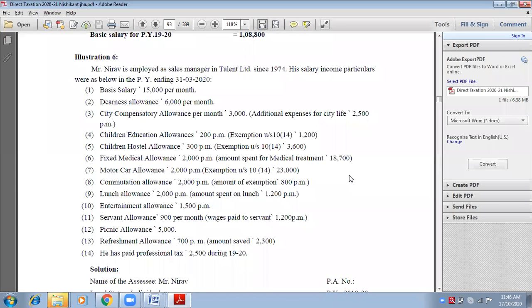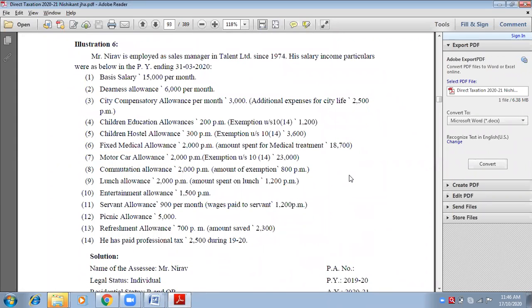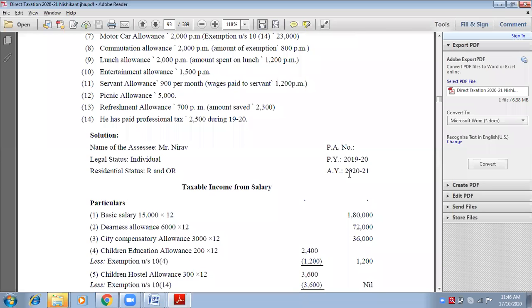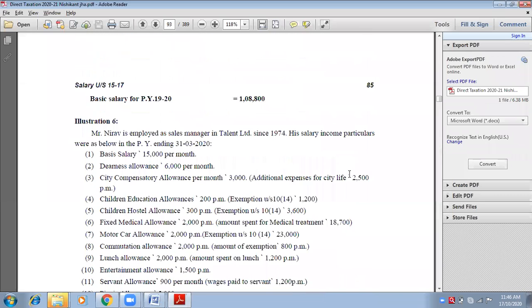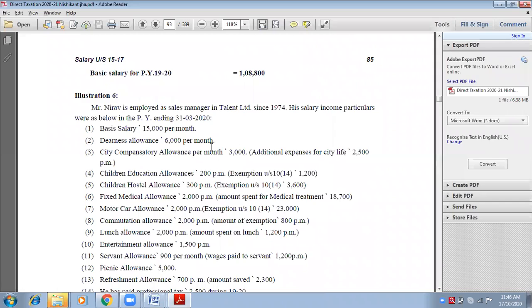Now listen carefully. City compensatory allowances per month 3,000. Additional expenses of city life 2,000 per month. Always remember, whatever allowances are received, only that amount is taxable. What the additional expenses are is not my concern. What is my income? Whatever allowances I have received has become my income. Is it clear? It is given to confuse you, just to confuse.